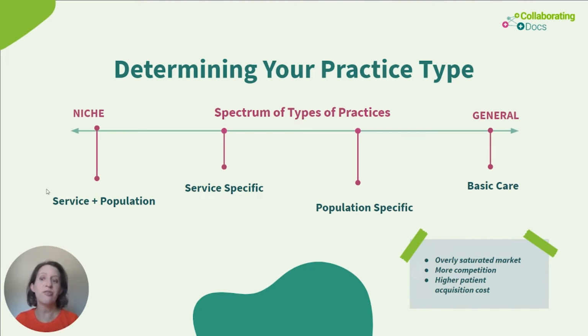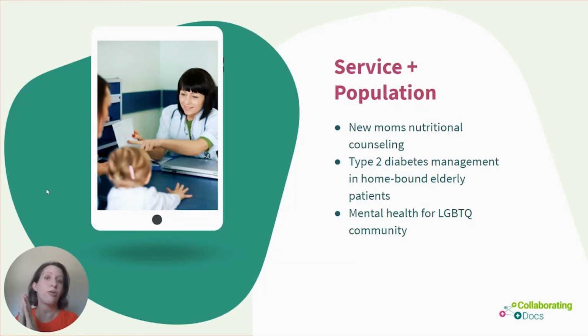So starting with the most niche is when you pick both a service line and a population. So you're specific in 2 areas. What am I talking about? So I'm talking about, for example, new moms who need or want nutritional counseling or maybe breastfeeding support. Second idea, type 2 diabetic patients who are homebound, elderly, and need care for their diabetes. Last possibility would be, as an example, mental health care for the LGBTQ community.